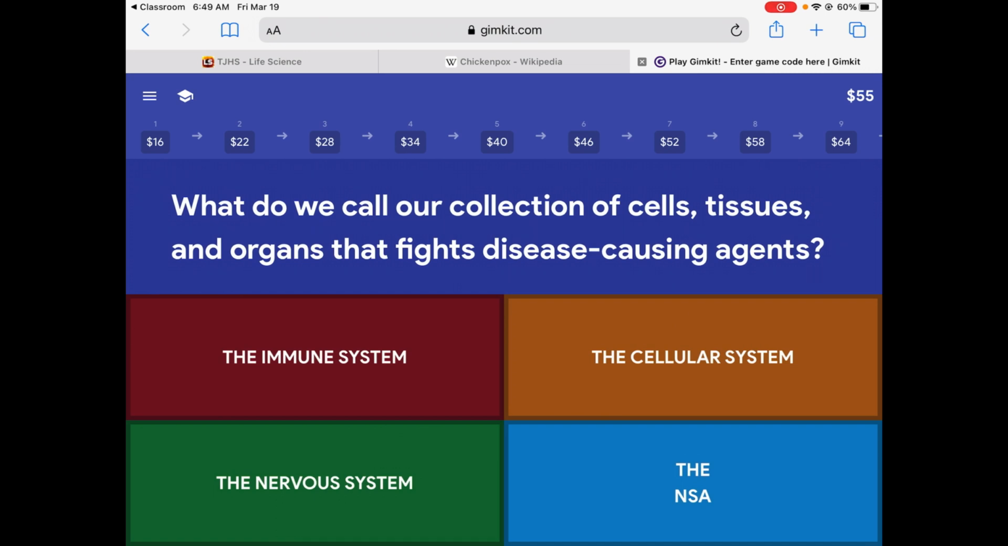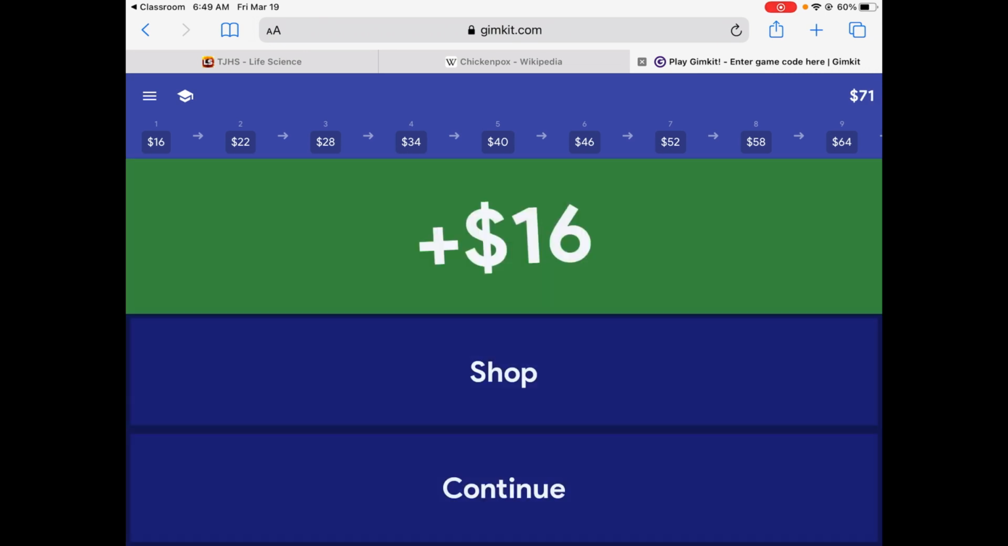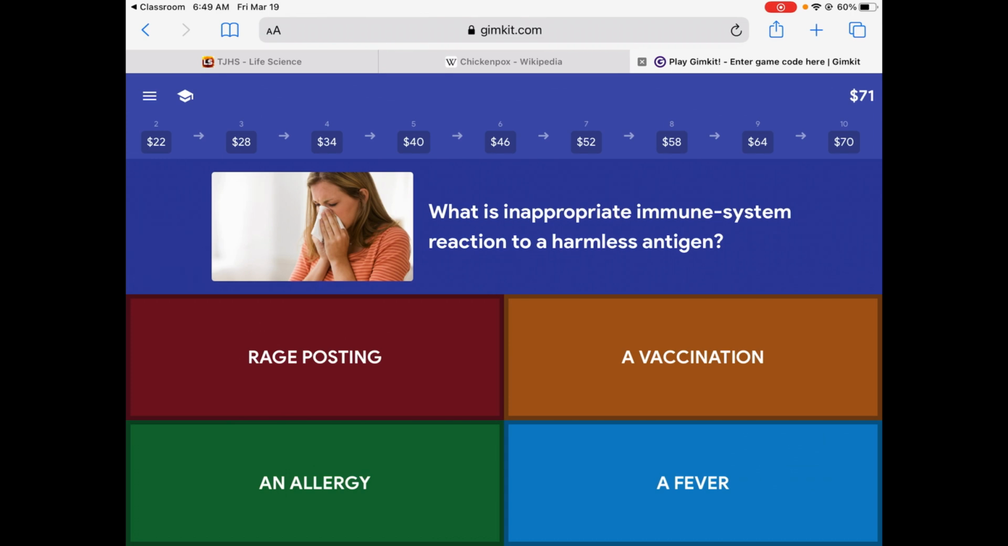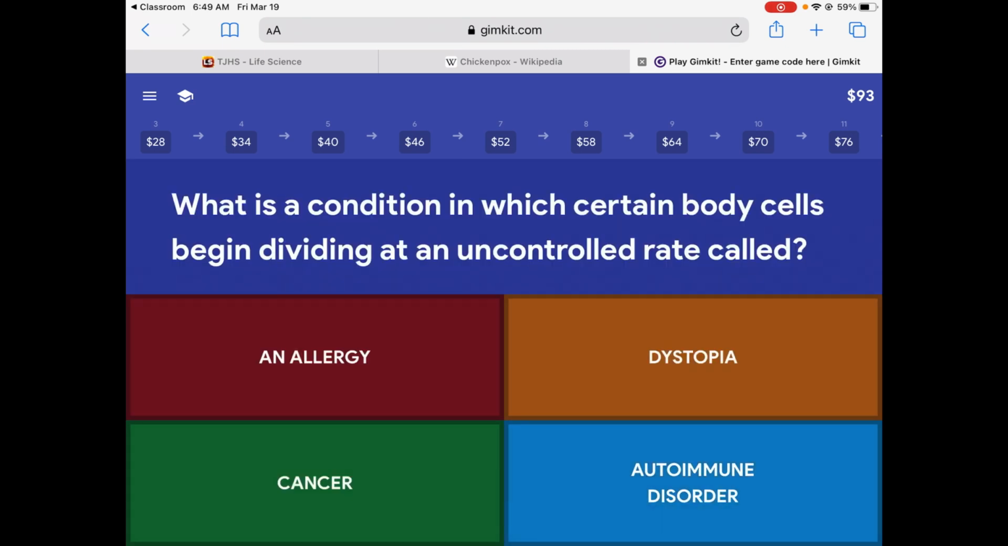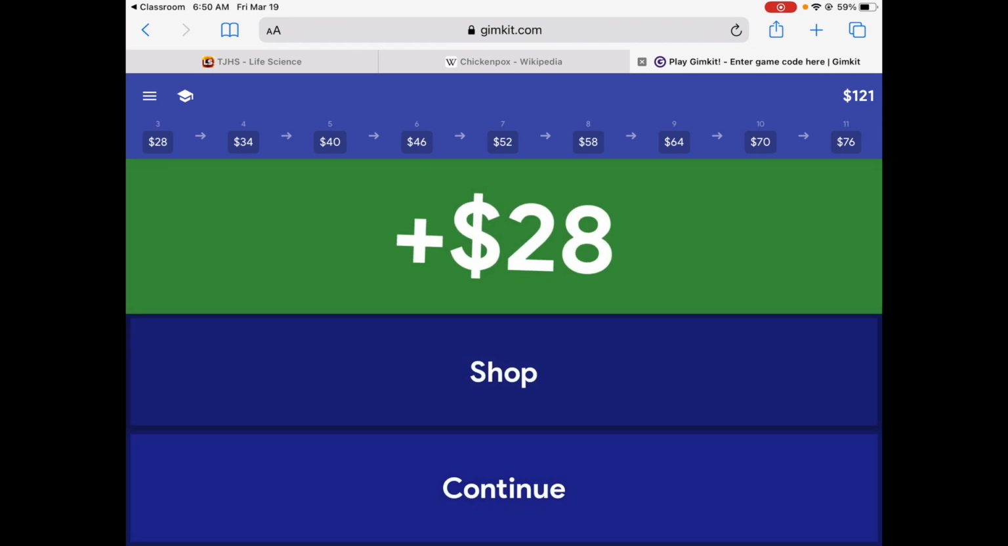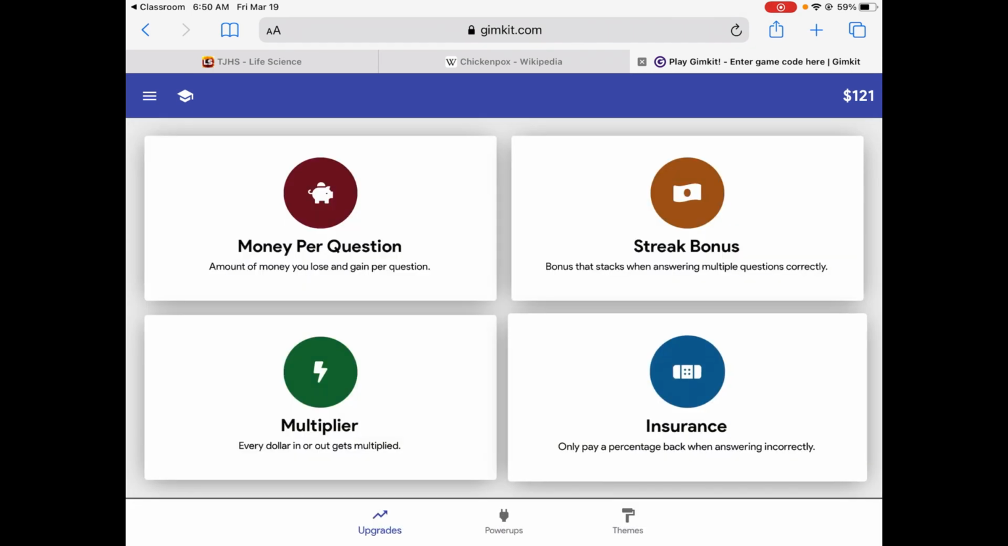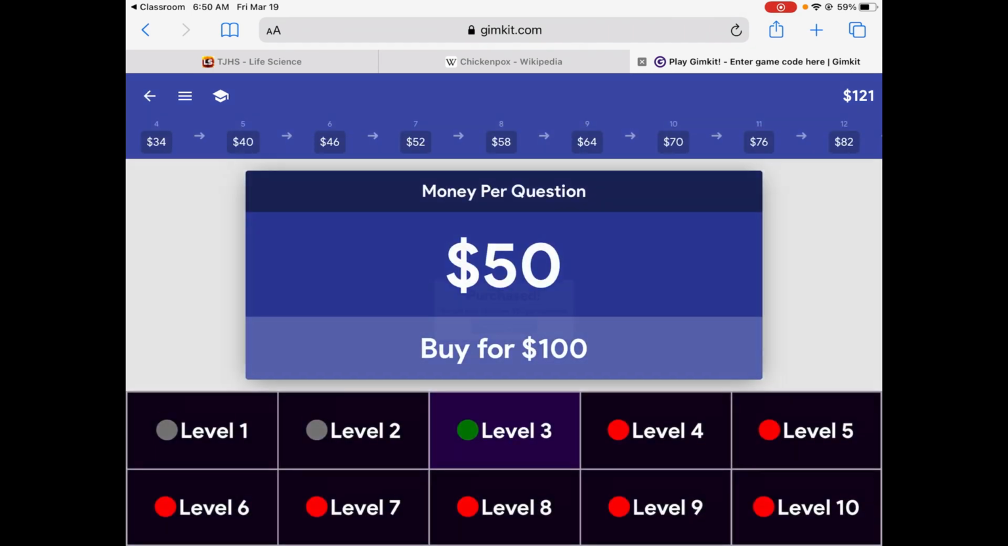What do we call our collection of cells, tissues, and organs that's the immune system? What is an inappropriate response? That's an allergy. We're going to have those coming soon. What is a condition in which certain cells begin dividing at an uncontrolled rate? Cancer. I should now have enough to go get that money per question.